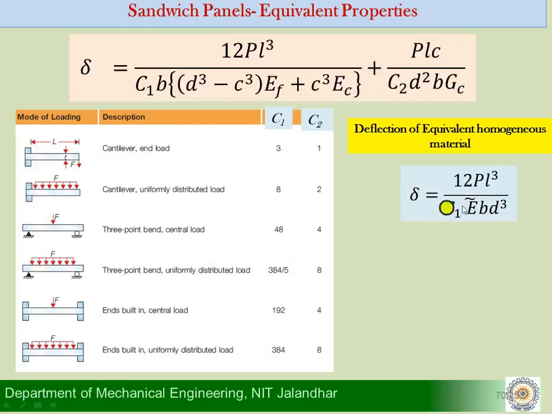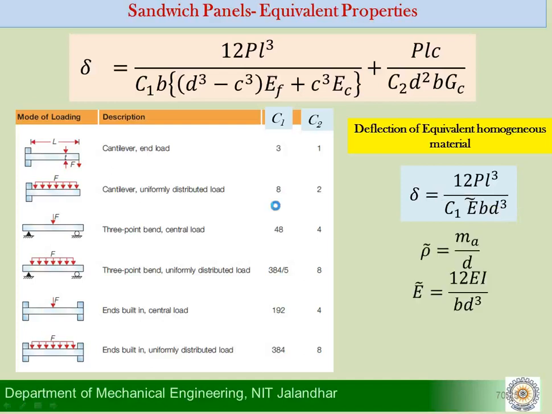So it will be nothing but PL cube upon C1 E bar I bar. E bar and I bar I have substituted. I bar is substituted here as the equivalent I value of the equivalent section. It is nothing but BD cube by 12. So we are not concerned here about the C value, that is the core thickness, and the T value. We are considering the total sandwich as a single material, and that is why I am writing its equivalent value of I as BD cube by 12.